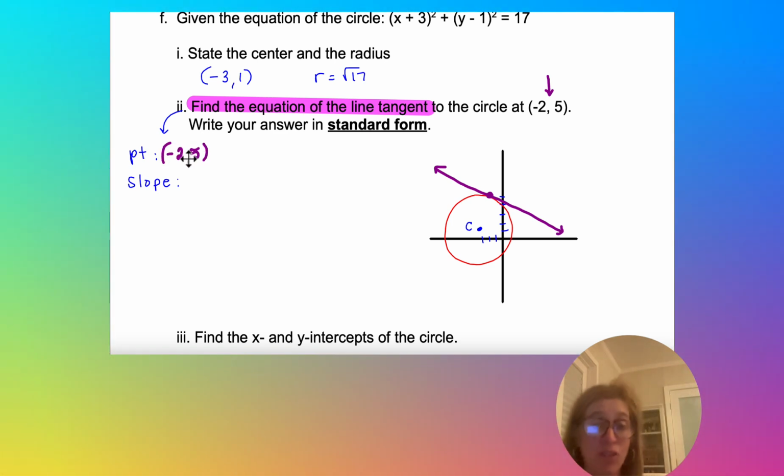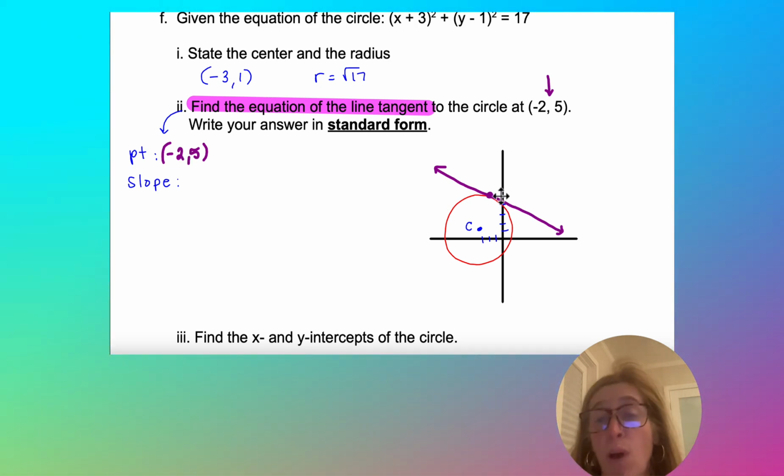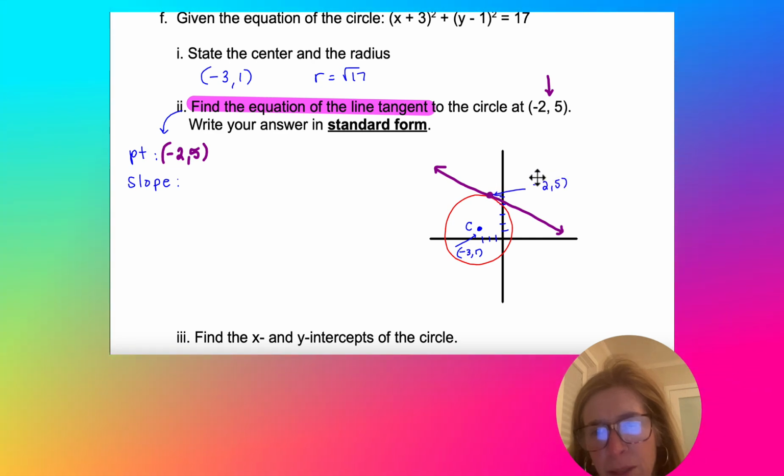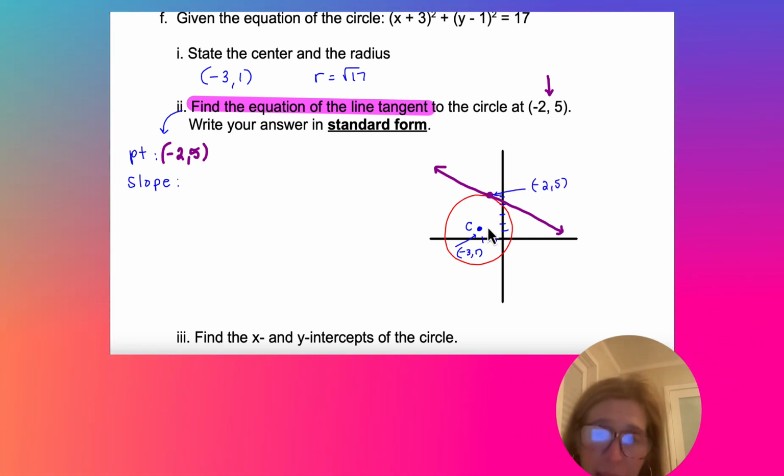Okay, but now I need a slope. In order to find a slope, you need 2 points, and we only have 1, right? We do have another point, though. We have the center point, negative 3, 1. Let me put it here. Negative 3, 1. And then I've got this point right here, which is negative 2, 5. So I can find the slope from here to here.